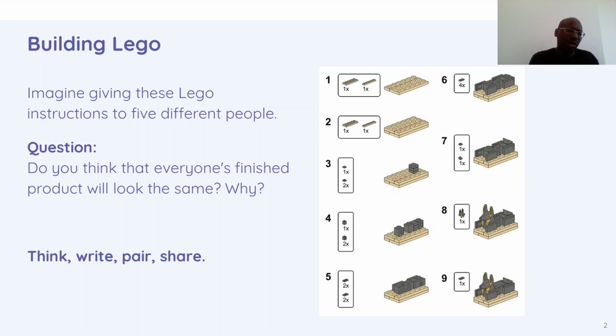Okay, so you think about it, you write it, you pair it, you share it. Now, if you've got a group of people working in the library together, or lockdown is here, you may be at each other's houses or in the park just sitting down with your laptop. You might have Lego, you may not have Lego. It doesn't matter. Just think, if you were given these instructions and you gave them to 5 different people, would it be the same outcome?